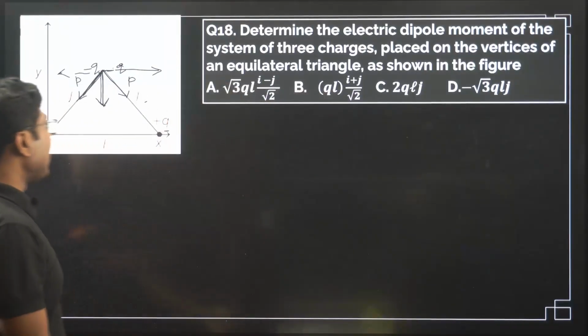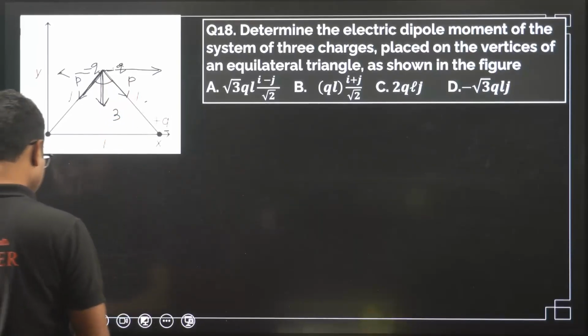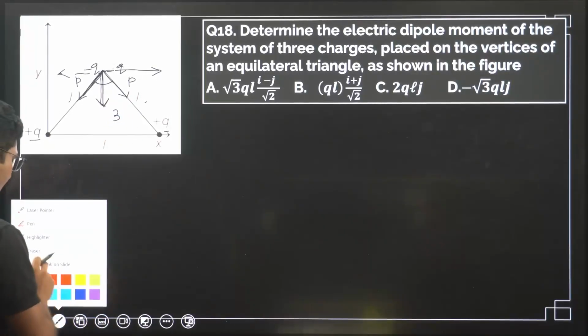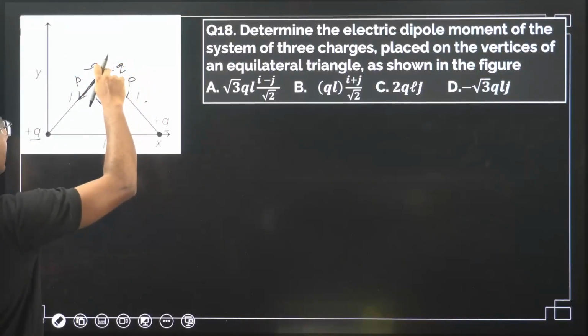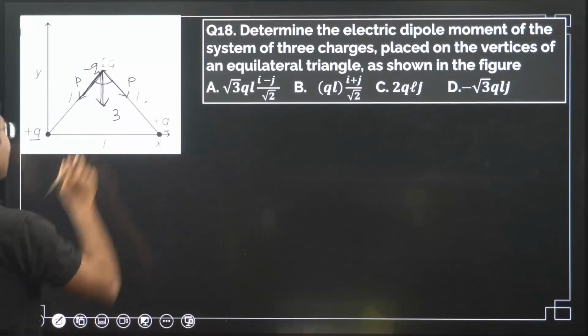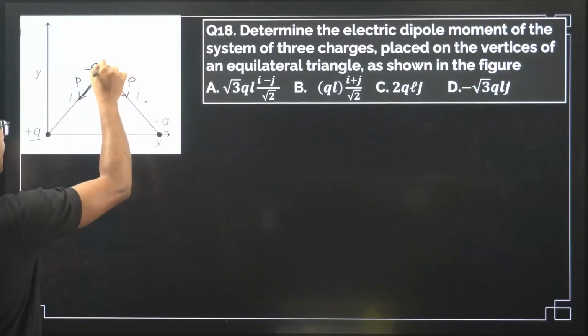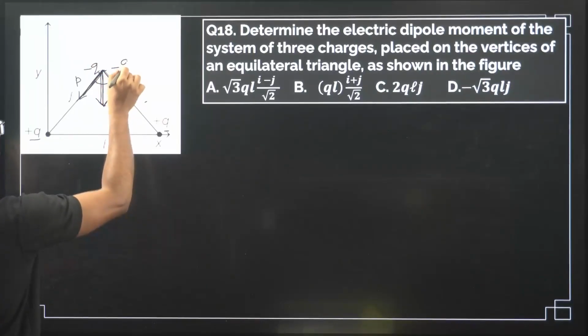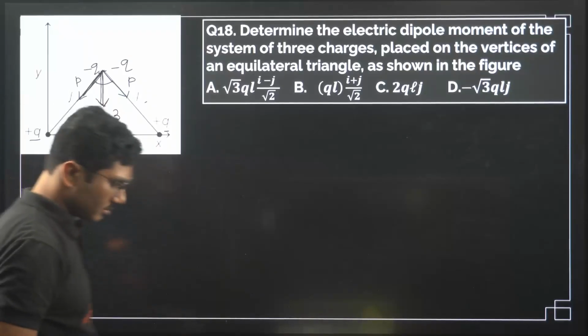Now you can apply the vector addition law. This angle is 30. This angle is 60. Or you can apply the component factor as well. But I am not using the component factor here. I am using the resultant of two vectors, which might be slightly easier for you. Minus Q. So this is the resultant dipole moment.